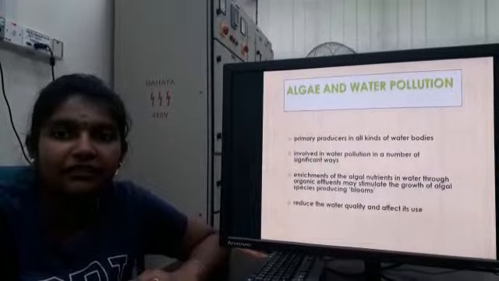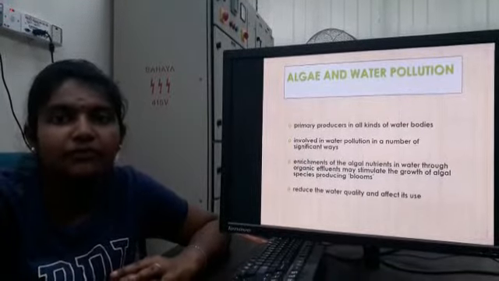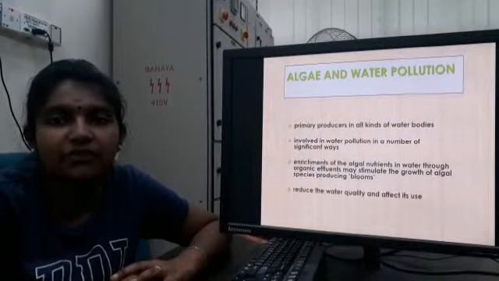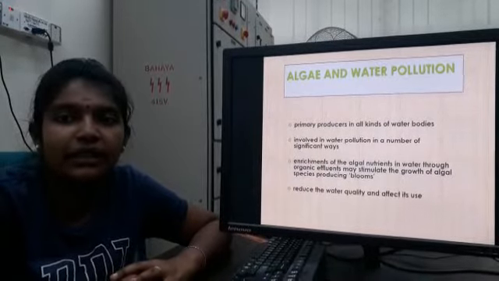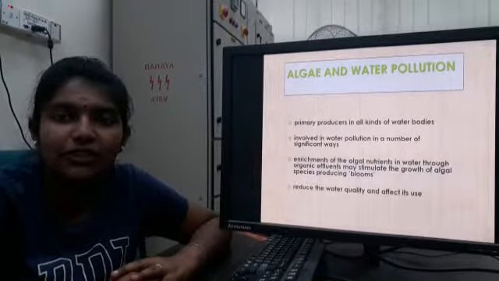However, certain algae that flourish in water polluted with organic waste play an important role in self-purification of water bodies. Some pollution algae may also be toxic to fish, and also to mankind and animals using polluted water.